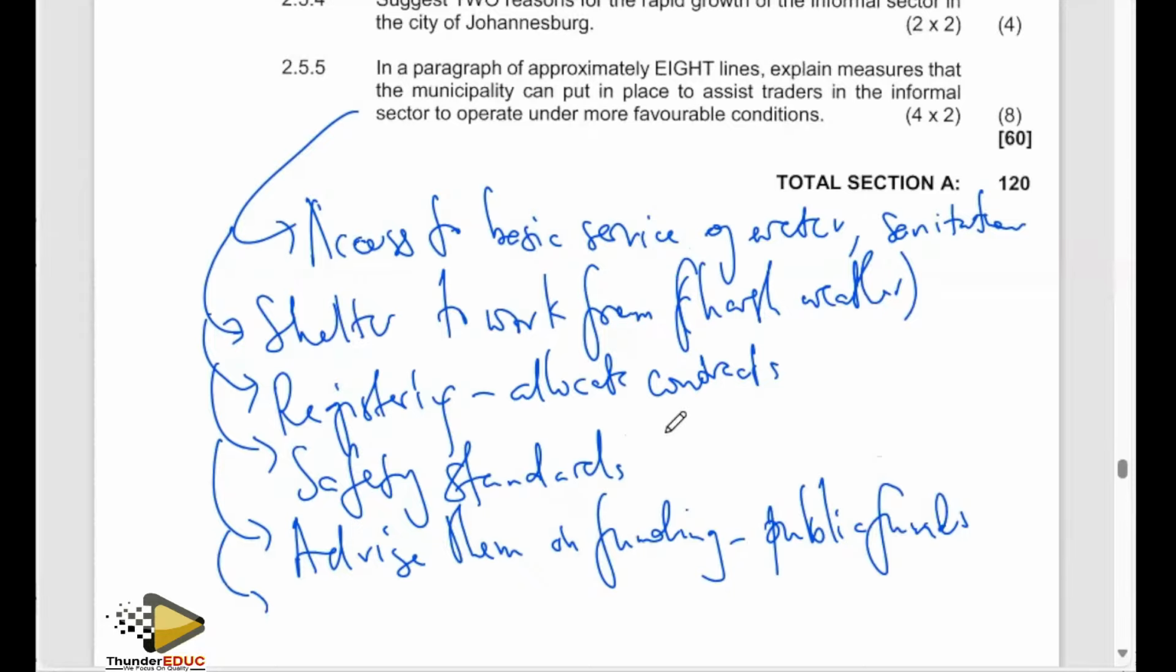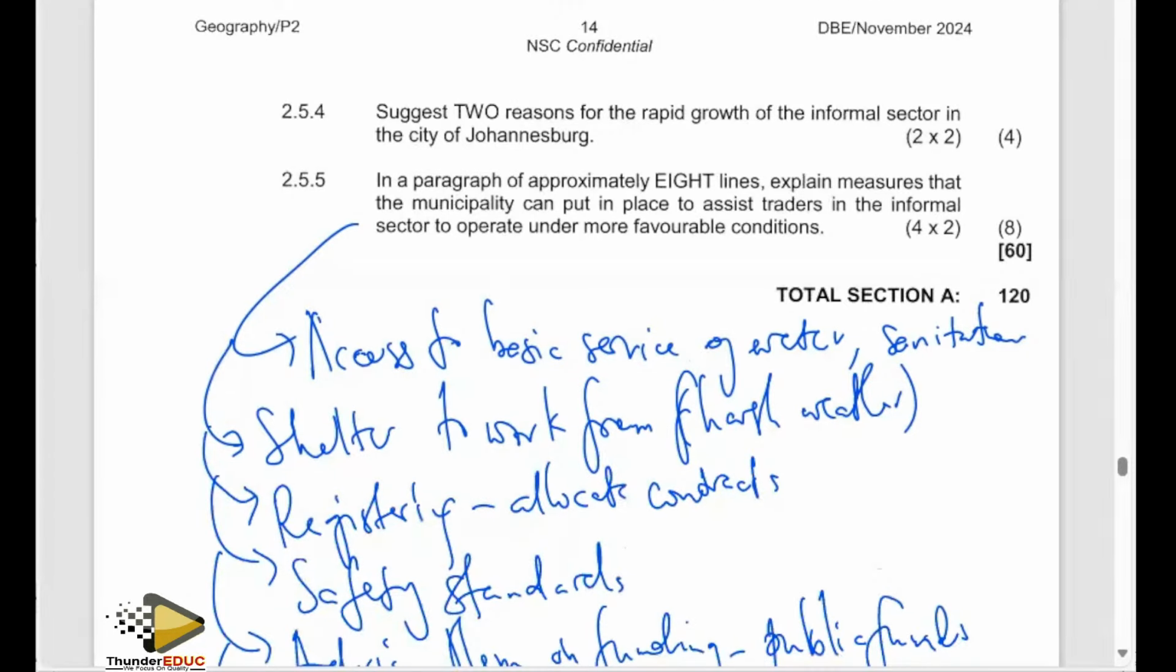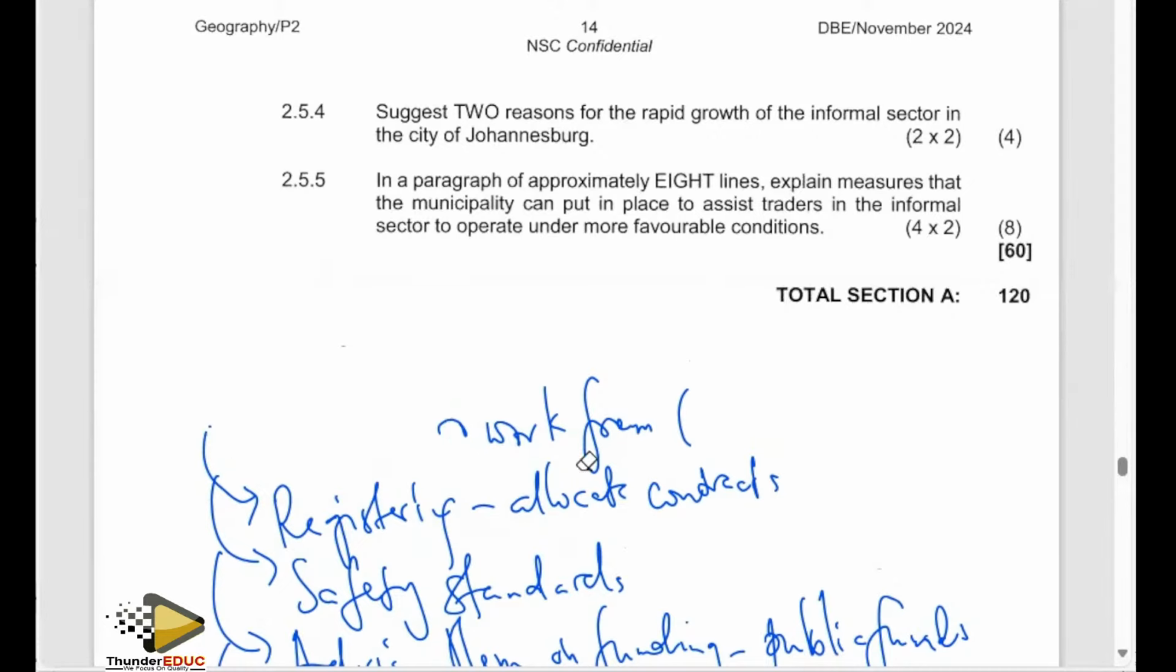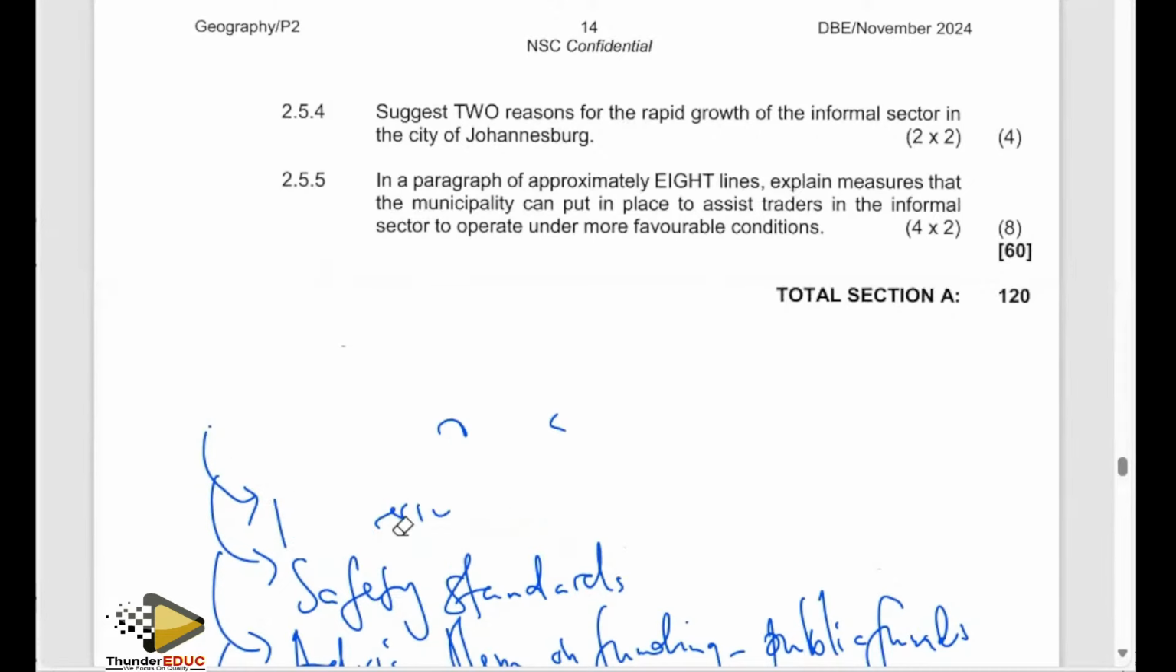Right? There are so many things that we can talk about. We cannot exhaust everything. Those are just some highlights of some of the ways that the municipality can put in place to try and solve those issues involved with the informal sector in their operations. Right. So that brings us to the end of section A.